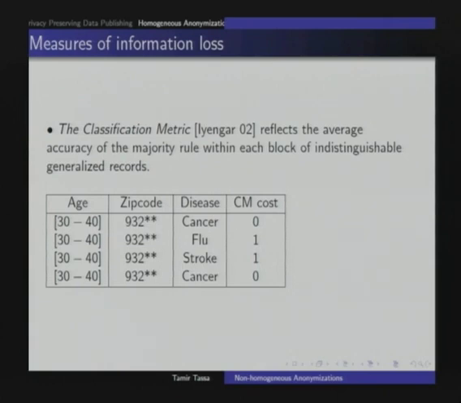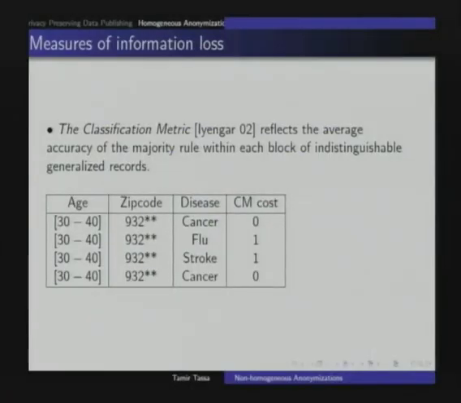And I say the following. Here, the value that appears the most times is cancer. So I would like to pay a cost of 1 for each record which does not have the majority value. So in this case, the records flu and stroke will pay a cost of 1. As opposed to this example, if all values in that block would be the same, cancer, cancer, cancer, cancer, I will pay nothing. So what is the intention behind this measure?